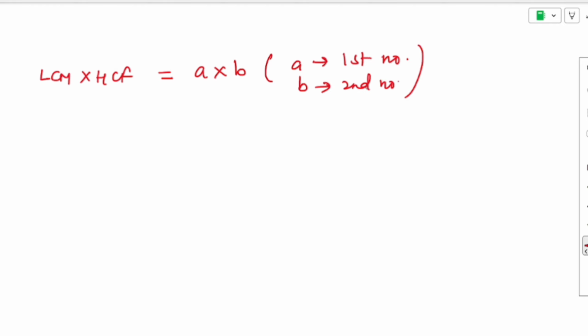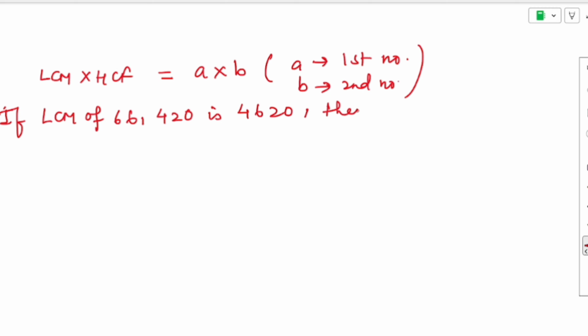Okay, of which we have to calculate LCM and HCF. We are taking an example. If the LCM of 66 and 420 is 4620 and the numbers are also given, then find the HCF of 66 and 420.